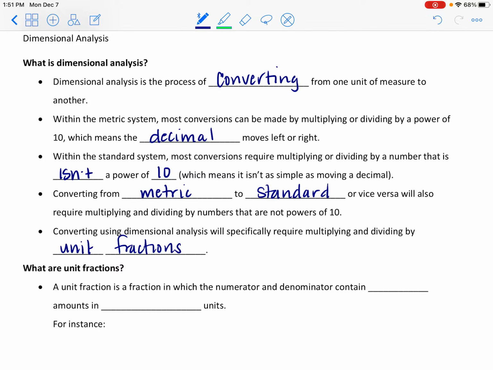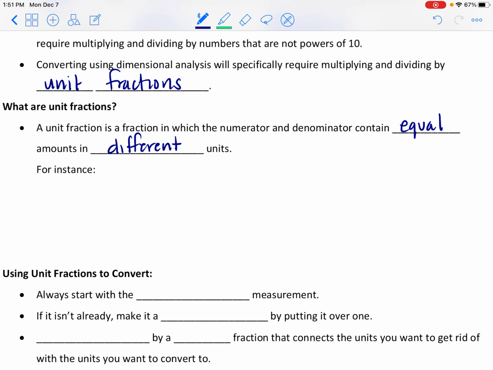And unit fractions are fractions where your numerator and denominator have equal amounts that are in different units. So equal amounts but in different units. For example, a unit fraction could be 1 foot and 12 inches. Okay, 1 foot and 12 inches are definitely equal amounts, but one of the units is in feet and one of the units is in inches. Or maybe you have 365 days in 1 year. That would be a unit fraction. Two equivalent or equal amounts just in different units.